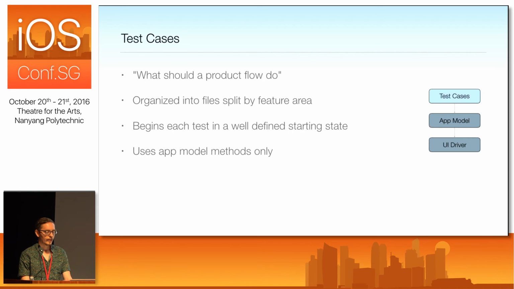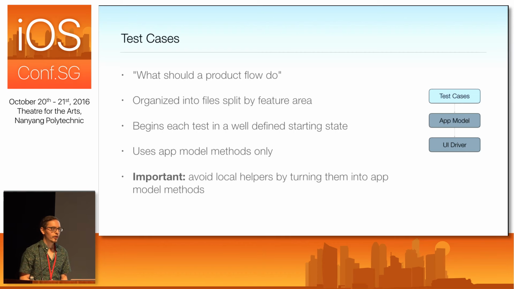And in the test cases layer, you should only be using app model actions. So this test cases layer will only be using calls to the next most important app model layer. So this is a very, very high level type of test code. And you should avoid local helpers in your test cases. So if you're finding that you have a bunch of test cases that you wrote and you have a local helper to help you do something, typically you can turn that into an app model method that will help other test cases or other features.